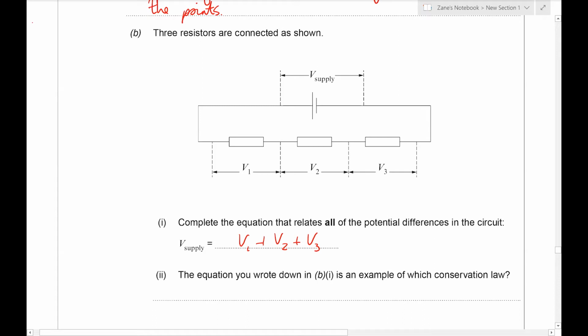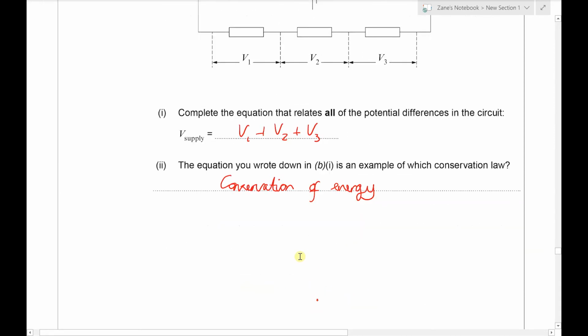The equation that we wrote down is an example of which conservation law? This is conservation of energy, because if we remember, a volt is a joule per coulomb. So it's energy per unit charge, as in the definition for potential difference.